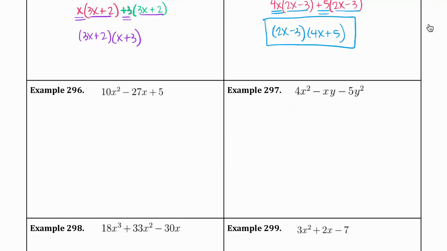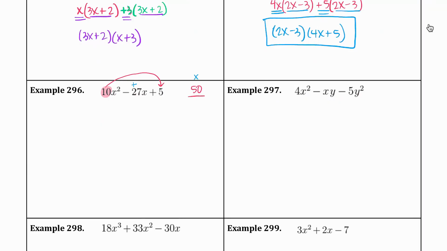Okay, same process on 296. We have a 10 in front of my x squared that we cannot take out. There's no greatest common factor we can take out. So we're going to multiply 10 times 5 and get 50. And we need two numbers that multiply to give me 50, add to give me negative 27.